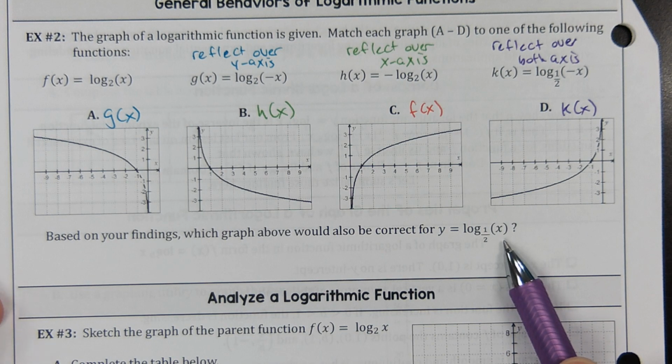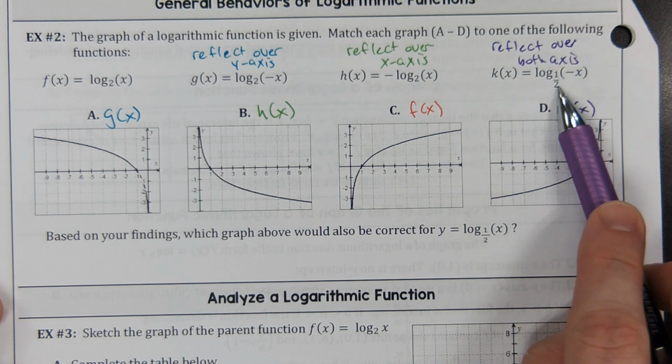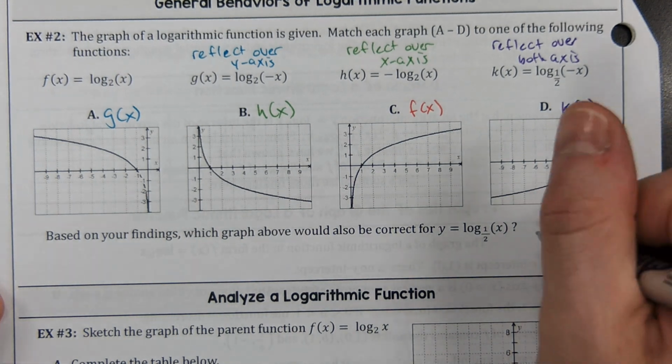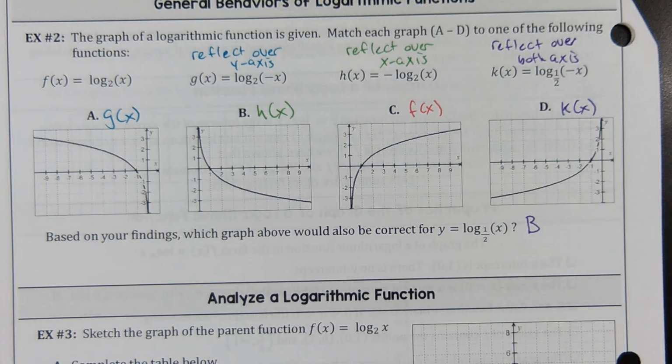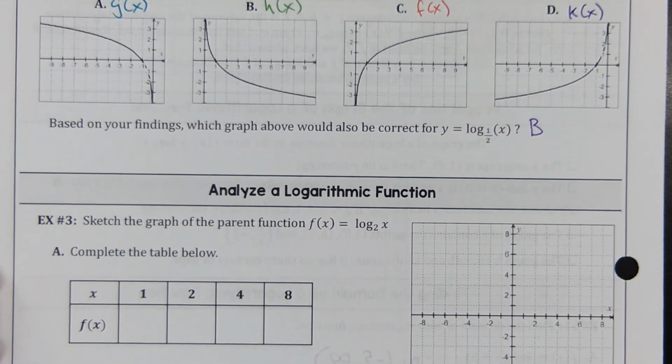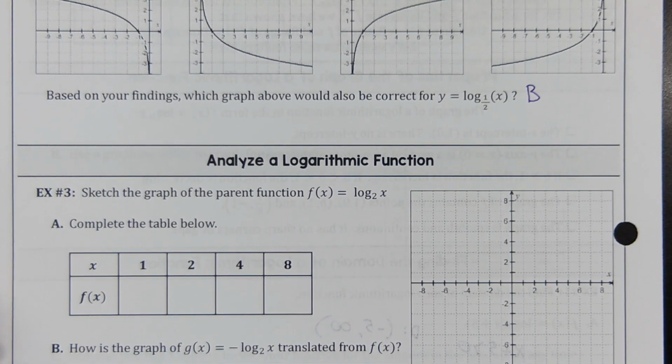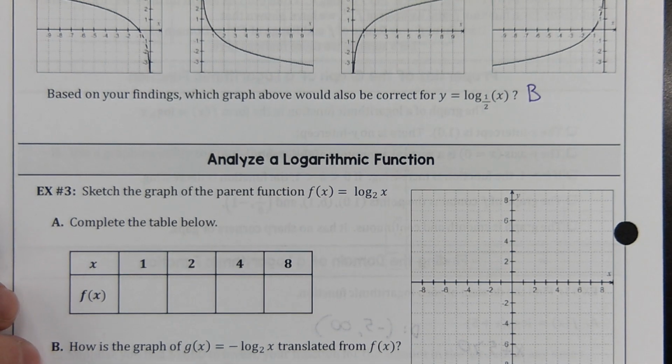B, because this made us reflect over the x-axis. So it must be graph B. So we're going to make a statement down here. Not only do we know which is the correct graph, this has also left us with a statement that we can make about logarithmic bases.